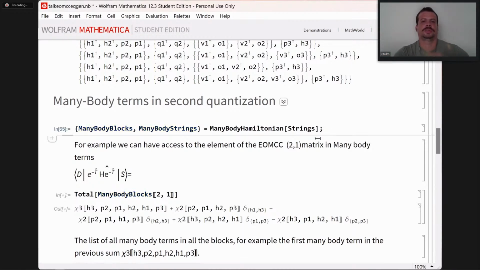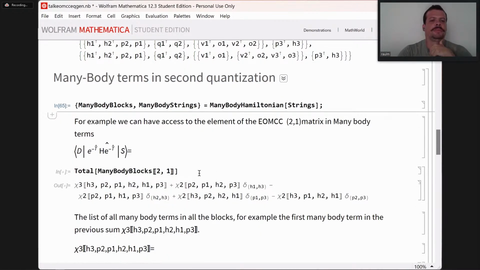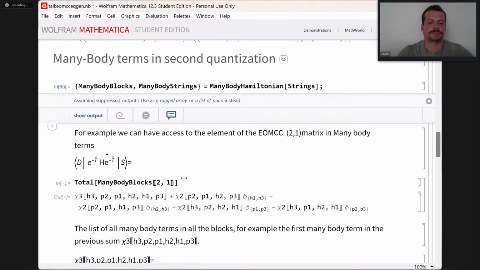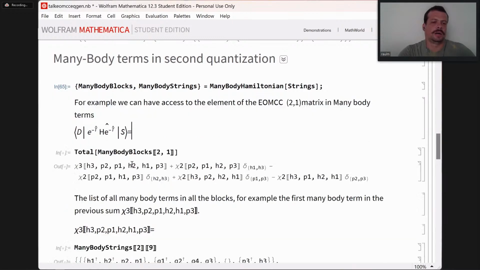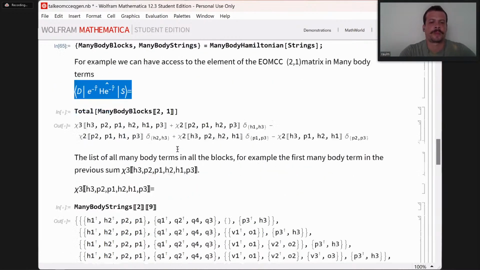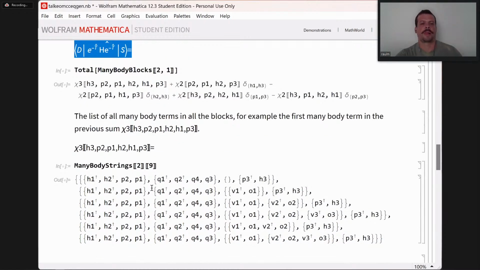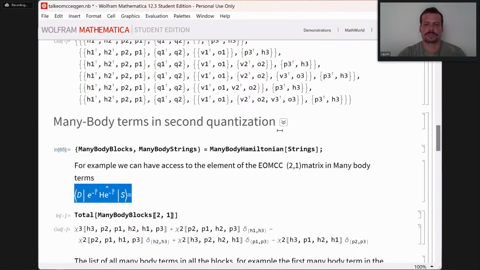So I just need to run that. And yeah, what I'm doing here is expressing this in terms of these many body terms, and it's a total because I have everything stored in a list. And we also obtain the many body strings, that are those many body terms, but in second quantized form. And I will close that.